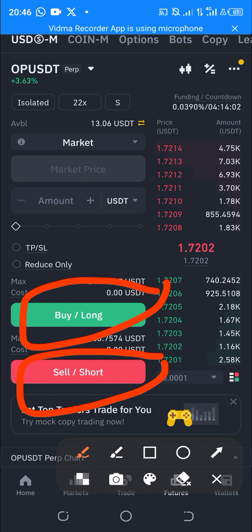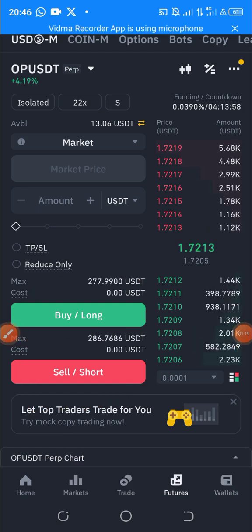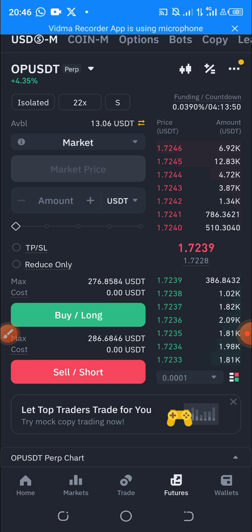These two things mean different things. To buy or long means that you want to buy a coin at a lower price and sell it once the price increases. While to sell or short means that you want to sell a coin at a higher price and buy it back once the price decreases. So that is all about buy or long and sell or short. So let's say I want to buy OP coin.